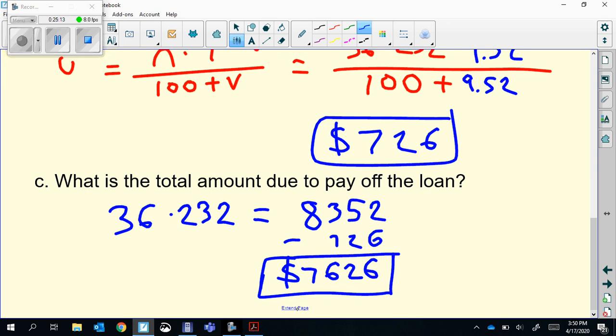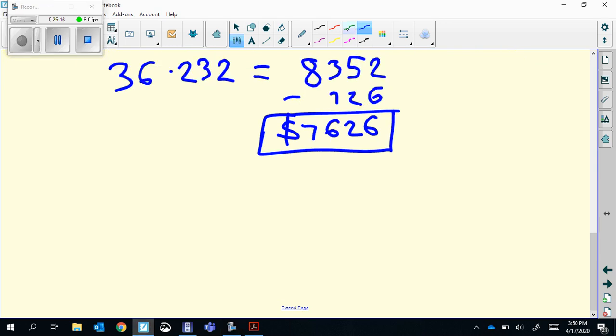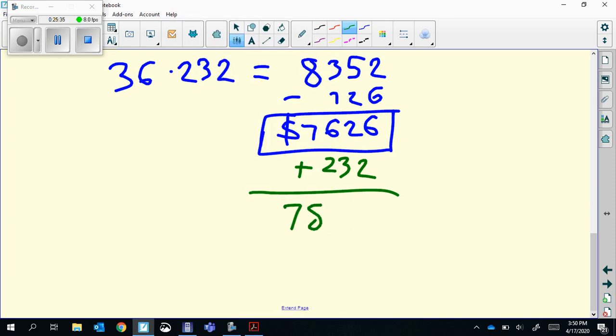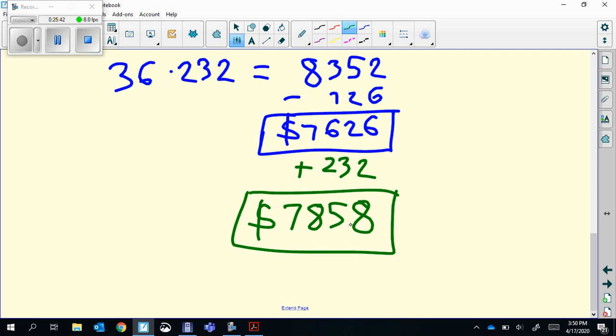Now, there's one part that I kind of forgot about there, which is remember he's sending in the payoff with his last payment. So with that payment for the 24th month, that's in addition to the $232. So that's $7,858 total. So when he sends in that check to pay it off, he needs to send in the $7,858.